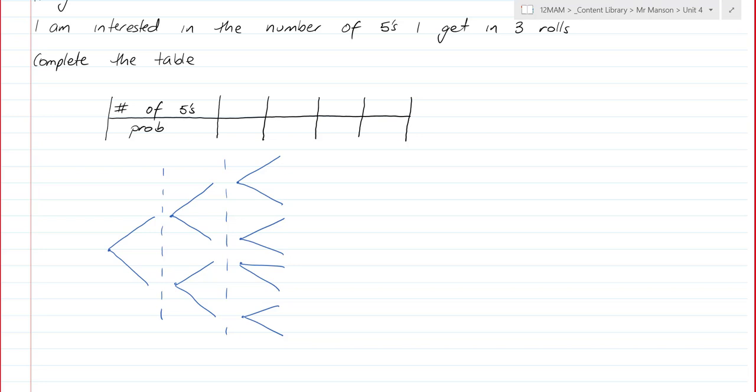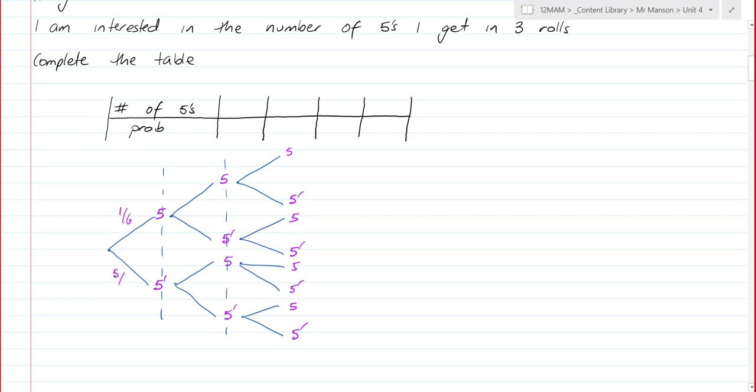But either way, I've got 5 or a not 5, a 5 or a not 5. I'll do this 7 times, I'm afraid. 5, not 5, 5, not 5, 5, not 5, 5, not 5. And our probabilities are 1/6, 5/6, and that follows on.